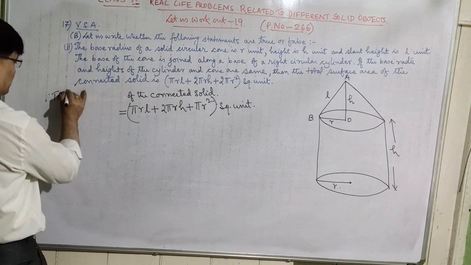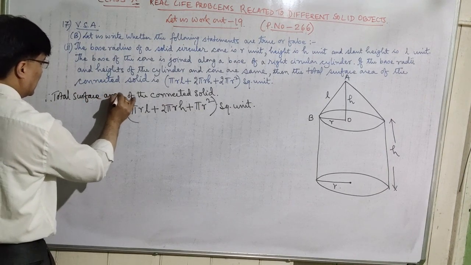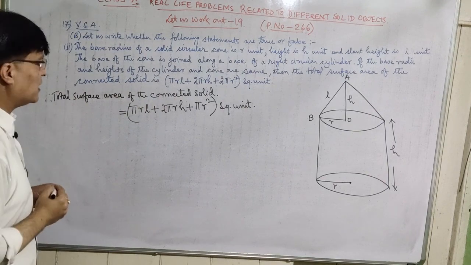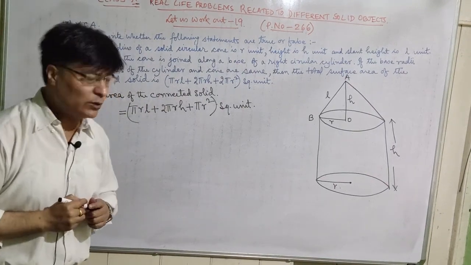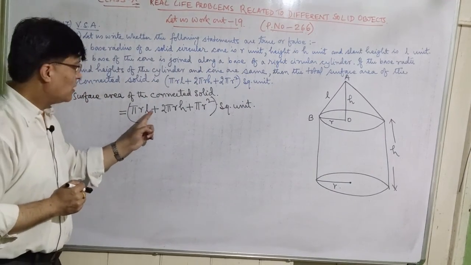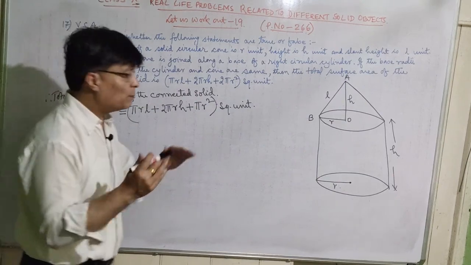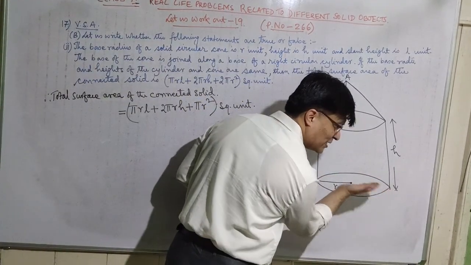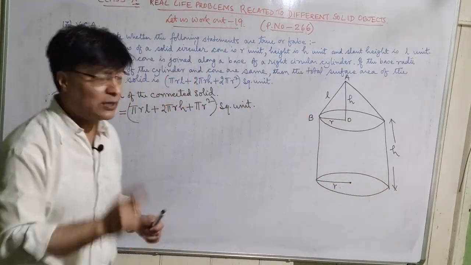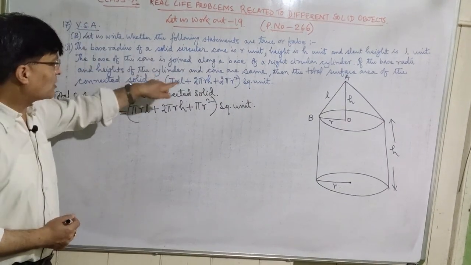Therefore, total surface area of the connected solid is equal to curved surface area of the cone, that is your pi rl, plus curved surface area of the cylinder, that is your 2 pi rh, plus area of the base of this connected solid, which is equal to pi r square. So is the statement correct here?